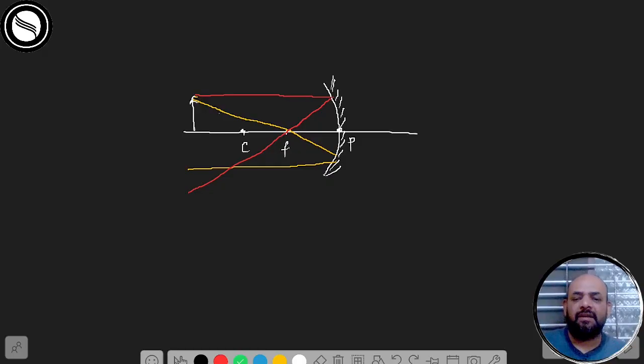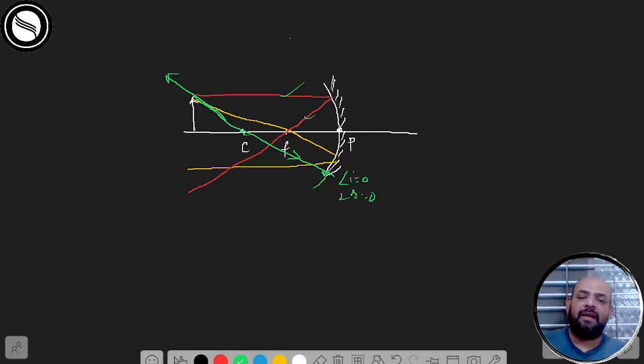For the third option, you can pass the ray through the center. In that case, we know that this center and this point of incidence line is the normal. So here I is 0, so R will also be 0. So light will go and retrace the same path. So these are the 3 rays which we can take. Out of these 3 rays, we'll take any 2 rays to form the image.